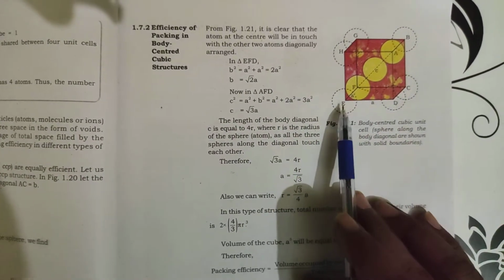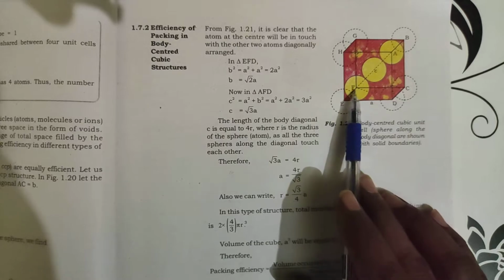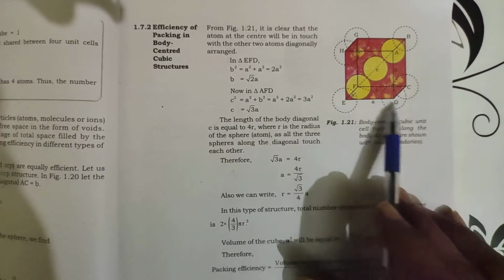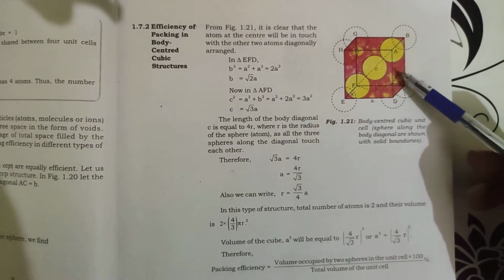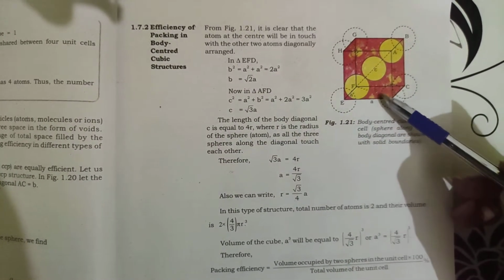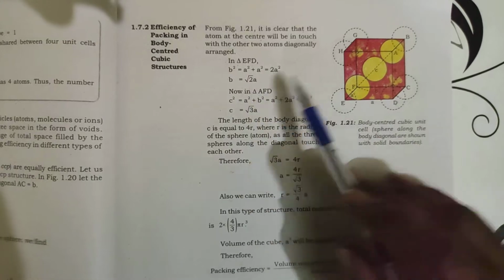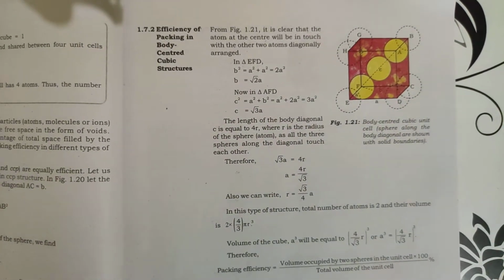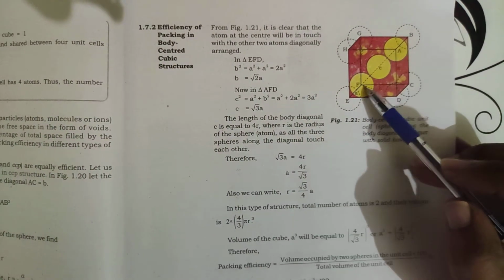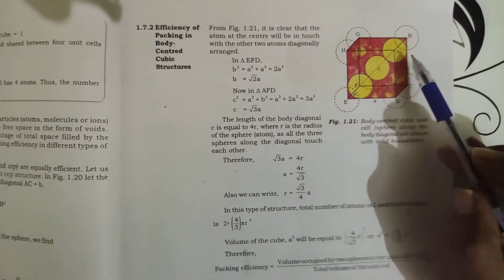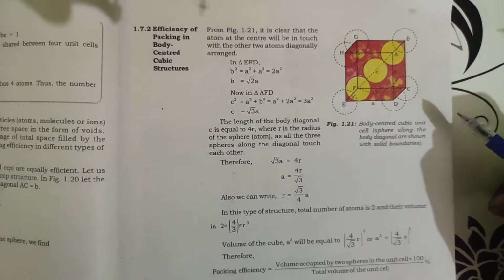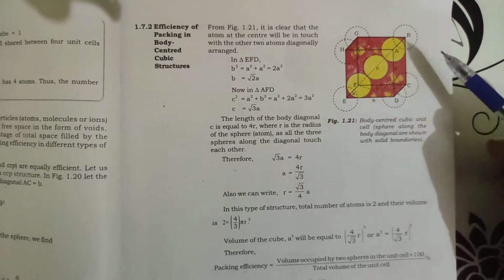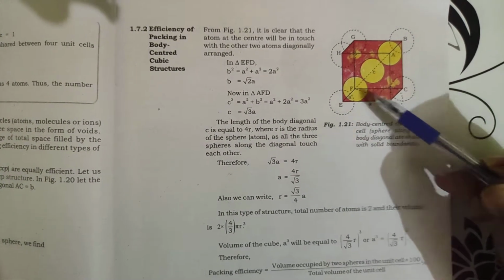Clear? First I have calculated the EFD triangle, this diagonal. Now I am linking this diagonal to this triangle AFD. Clear? So AD is equal to A. DF is equal to root 2 A. This is what I have got. And AF value I wanted. Okay. I am assuming that AF is equal to C. So what happens? AF square will be equal to AD square plus DF square. Again I am repeating, AF square will be equal to AD square plus DF square.